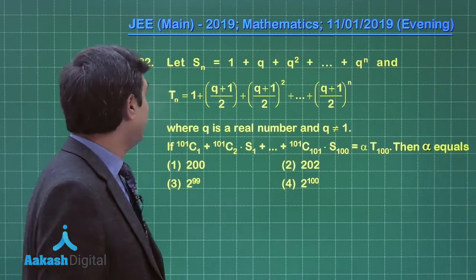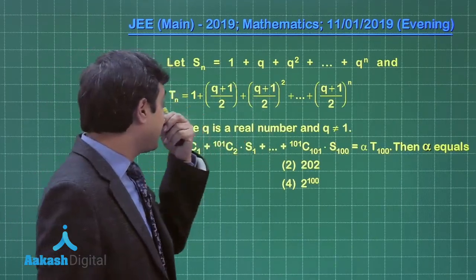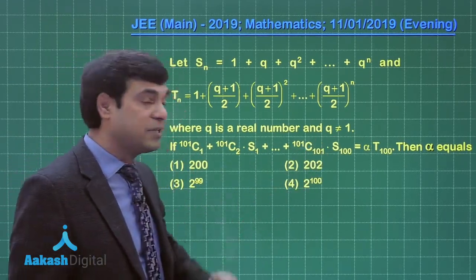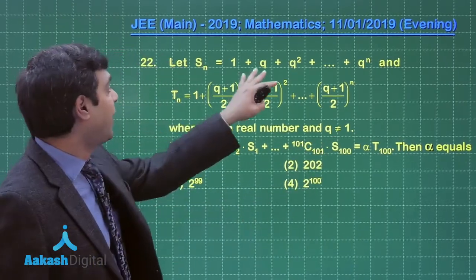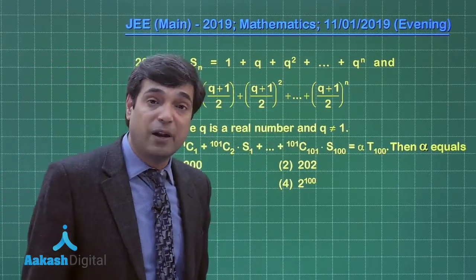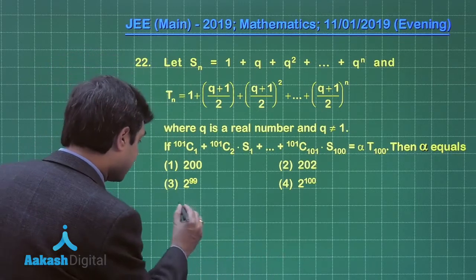Let's move on to the next one, that is the 22nd question. Sn and Tn are given as some series, and another series is given equal to alpha T100. Now we can write Sn as simply (1 minus q to the power n plus 1) upon (1 minus q). So let's start this question.